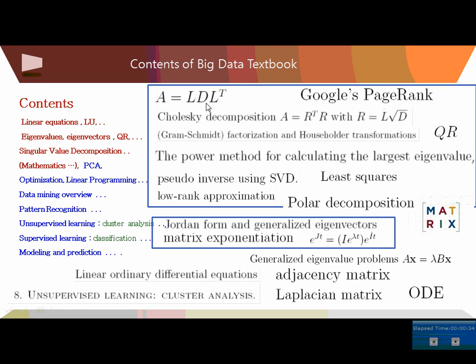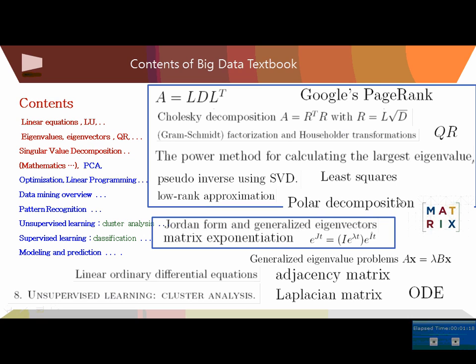We have covered the LU decomposition, the Cholesky factorization, and the QR factorization by using the Gram-Schmidt orthonormalization process. We also introduced the Householder transformation as well. The power method was introduced, and the singular value decomposition and the pseudo inverse, and how to find the singular values and singular vectors was introduced in the last class. And least square was defined, and the method of finding least square was introduced. And the low-rank approximation was introduced after the singular value decomposition.